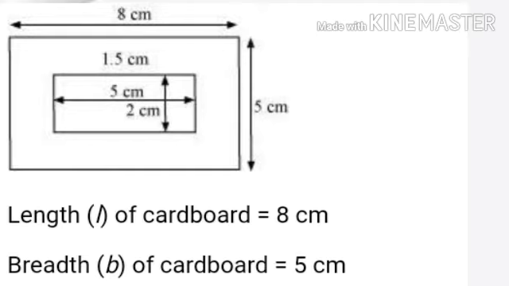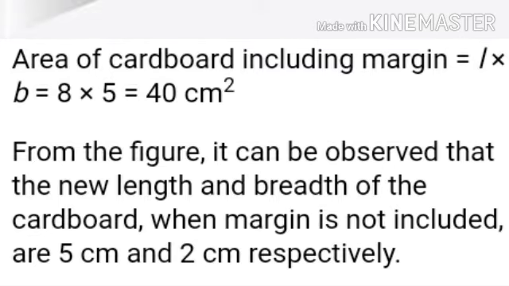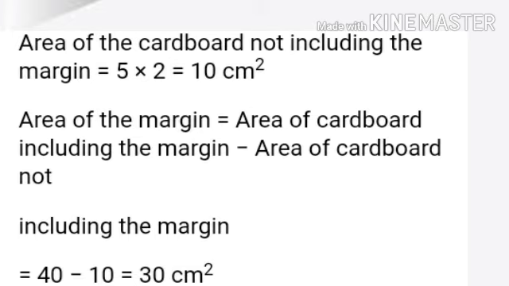Given length of cardboard 8 cm and breadth of cardboard 5 cm. First, we have to find the area of cardboard. So area of cardboard is equal to length into breadth. 8 into 5 is equal to 40 cm square. From the figure, it can be observed that the new length and breadth of the cardboard when margin is not included are 5 cm and 2 cm respectively. Area of cardboard not including the margin is equal to 5 into 2 is equal to 10 cm square.